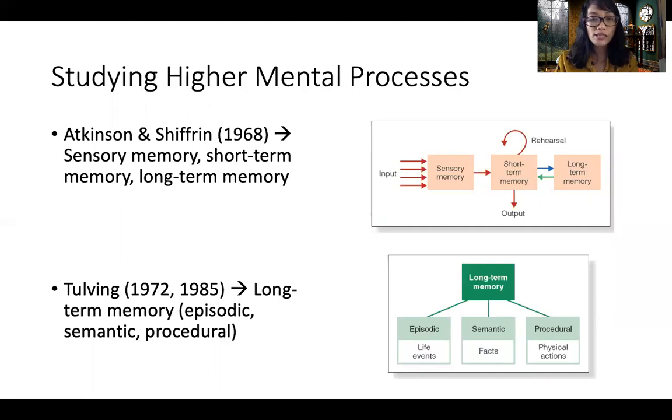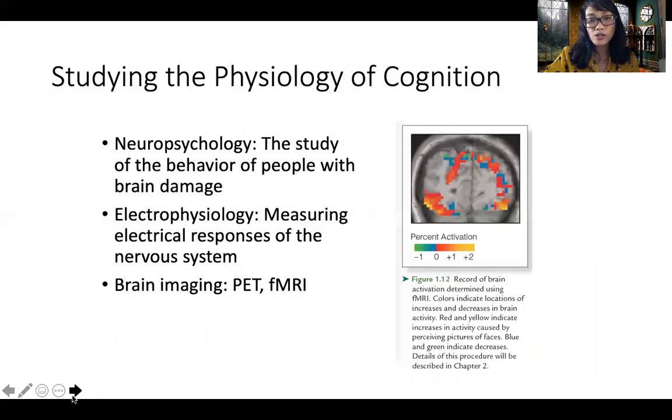And continuing that, in 1972 and 1985, Tulving continued the study to develop the model of long-term memory that consists of episodic memory, semantic memory, and procedural memory. And while researchers were working to understand memory and other cognitive functions by doing behavioral experiments, something else was happening. And this is also an important breakpoint as well.